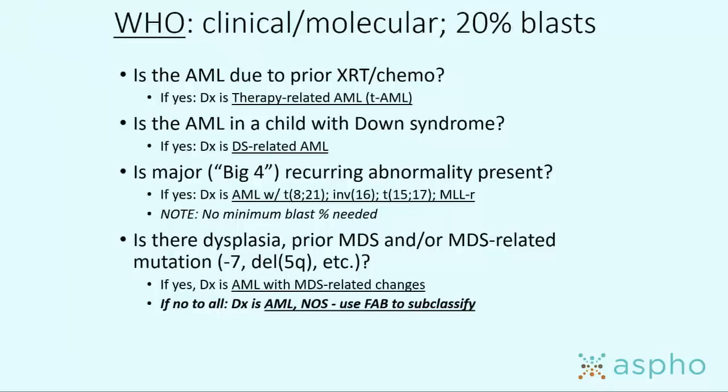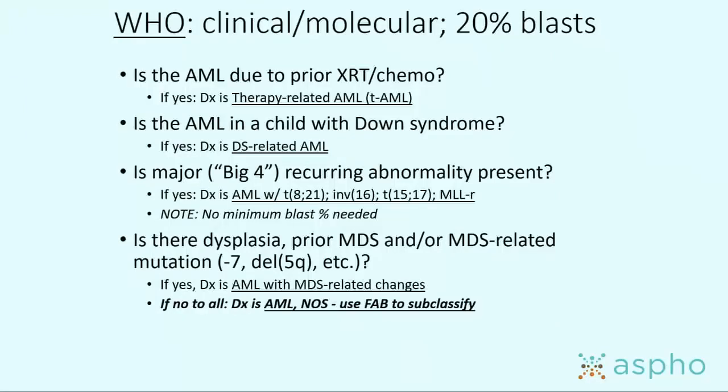I like to think about classifying AML by asking 4 questions of every case. 1, is the AML due to prior therapy? If so, you diagnose it as therapy-related AML, and you move on. If not, you ask the second question, is the AML in a child with Down syndrome? If yes, it's Down syndrome-related AML, and you move on. If no, you ask the next question. Is one of the major Big 4 recurring abnormalities present?